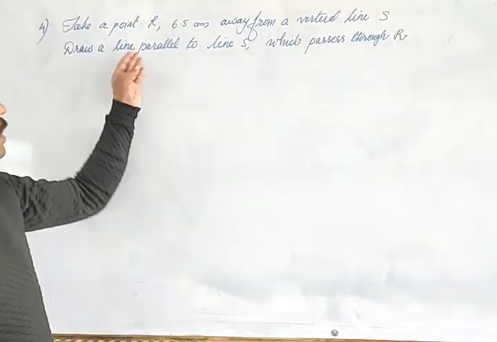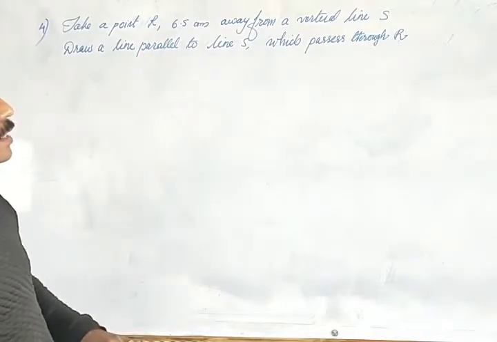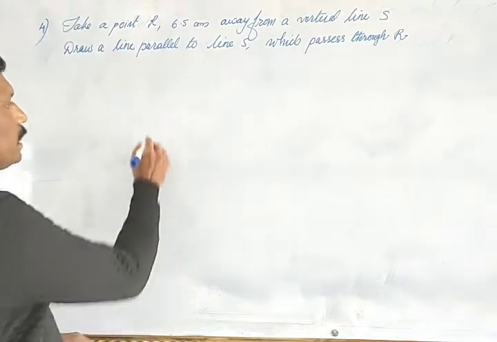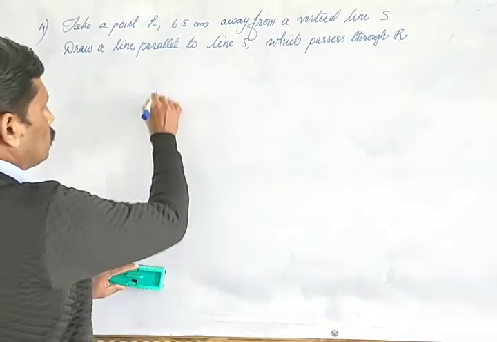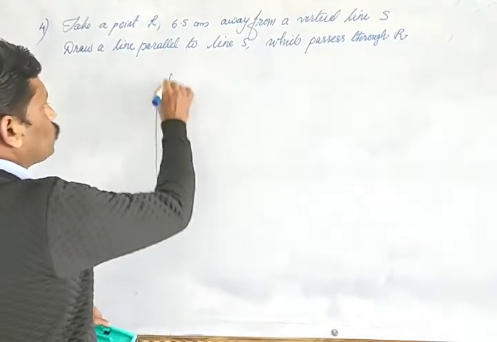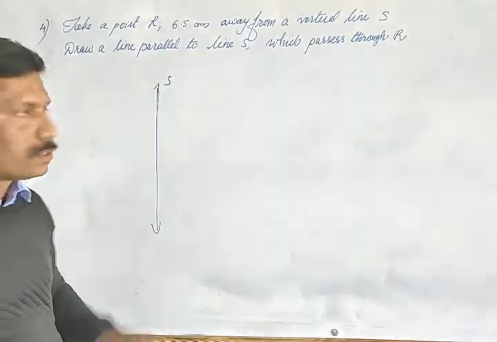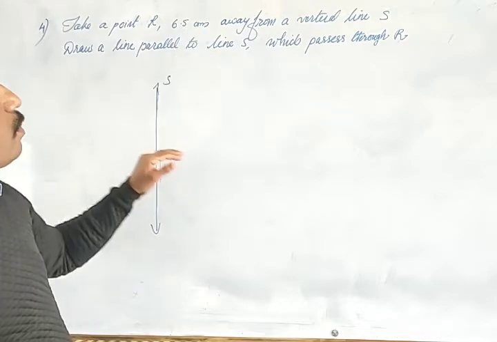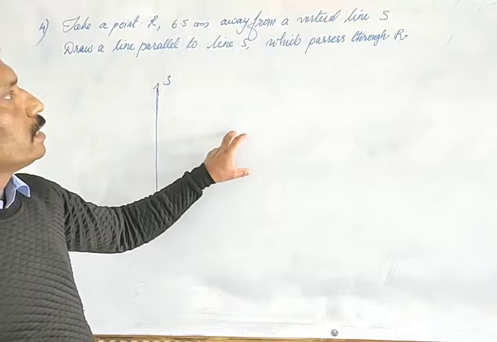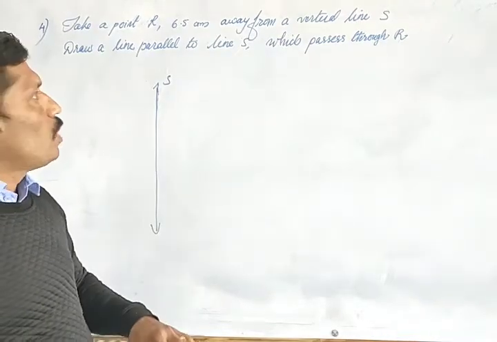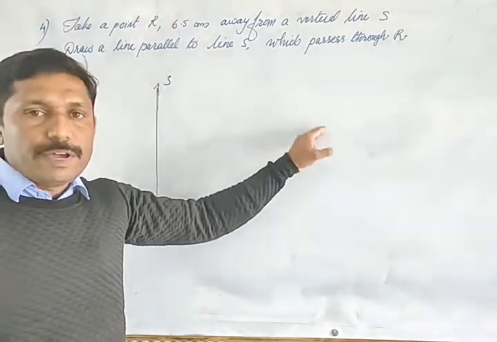Next question: take a point R 6.5 cm away from a vertical line S. That means one vertical line, that line is S. From this S, take a point R 6.5 cm away from the vertical line S. Draw a line parallel to this line S, which passes through R. And we make a point R that is 6.5 cm away from this line.